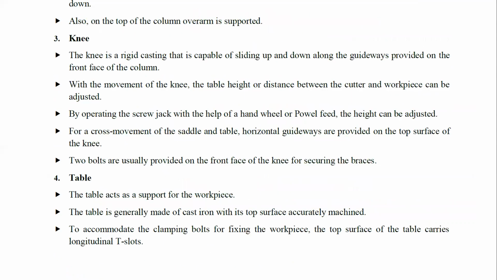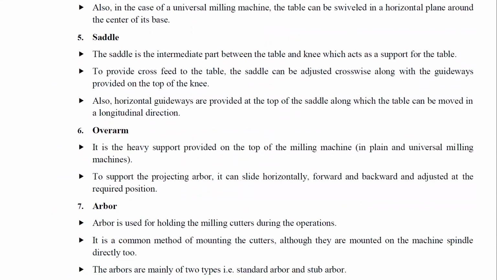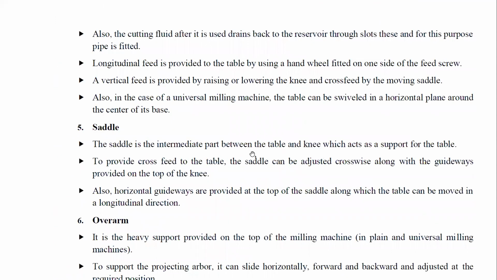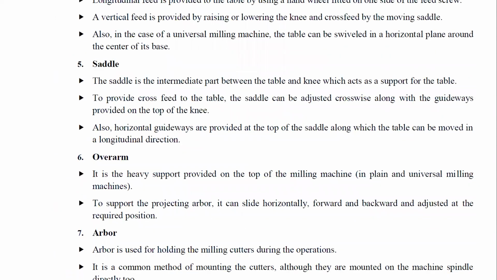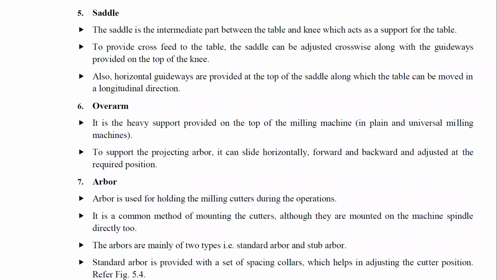Now we have reached the table. Then the next part is the saddle. You can see in the figure, this one is the saddle over which the table is mounted, and with the saddle we can give the longitudinal movement as well as the cross movement. The saddle is the intermediate part between table and knee, as you have seen in the figure, which acts as a support for the table.